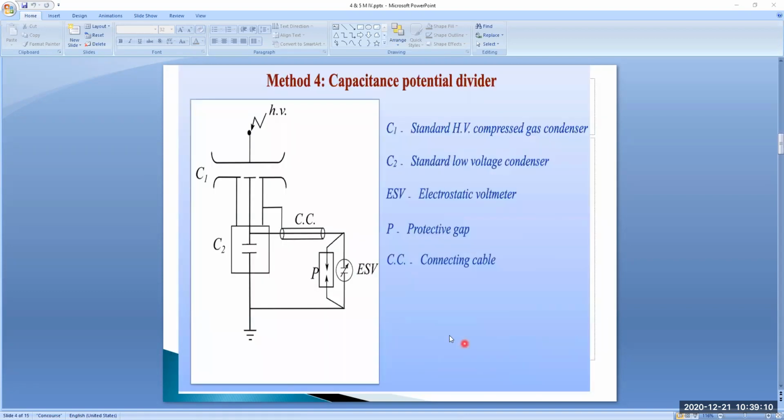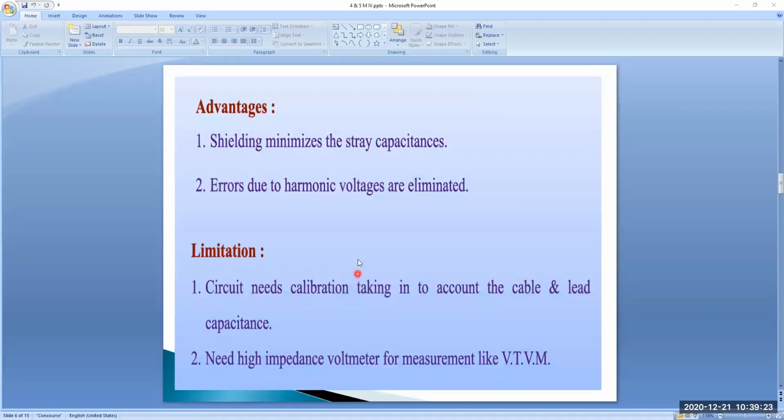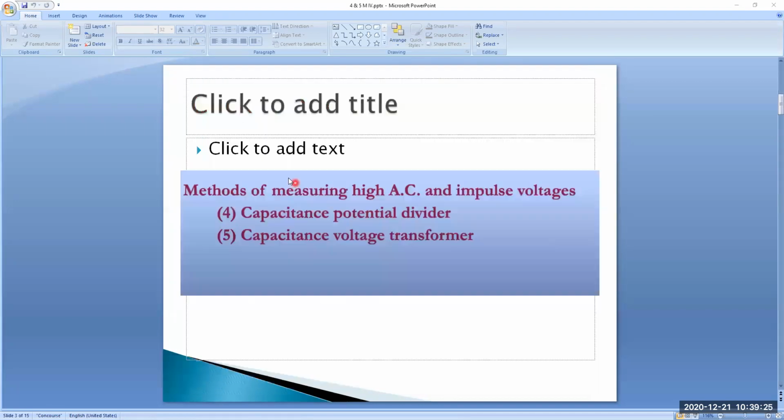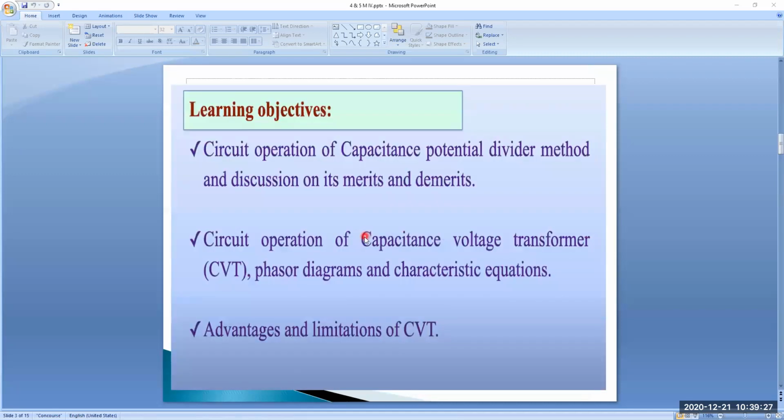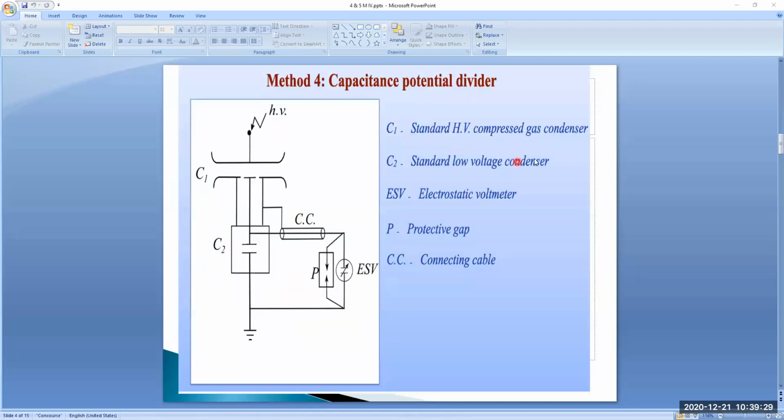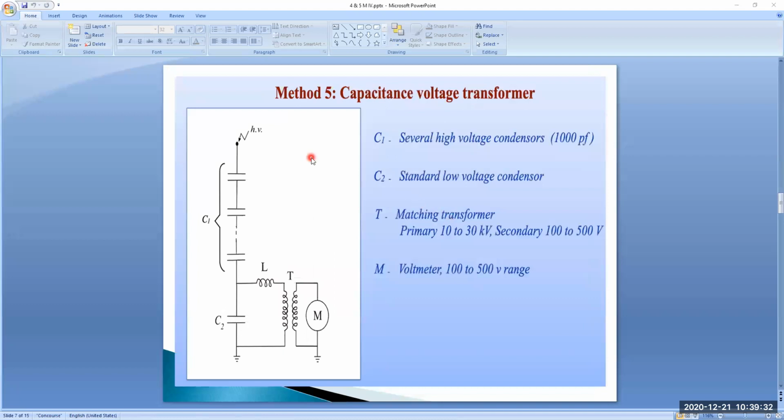A general voltmeter is not suitable. If you place a normal voltmeter, it is very difficult to measure, so a high impedance voltmeter is required here. That is called an electrostatic voltmeter. This is about the capacitance potential divider by using a standard high voltage compressed gas condenser. Clear?